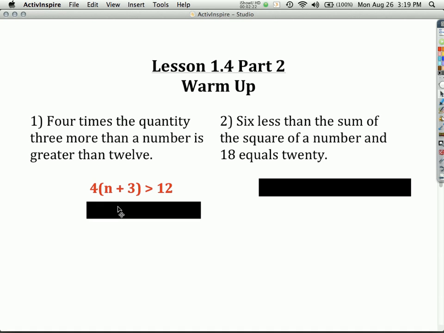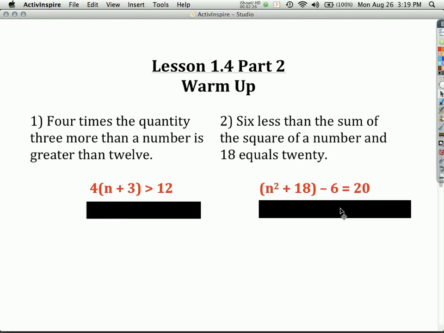Number 2. 6 less than the sum of the square of a number and 18 equals 20. That's what I was looking for. It doesn't mean it's the only possibility.